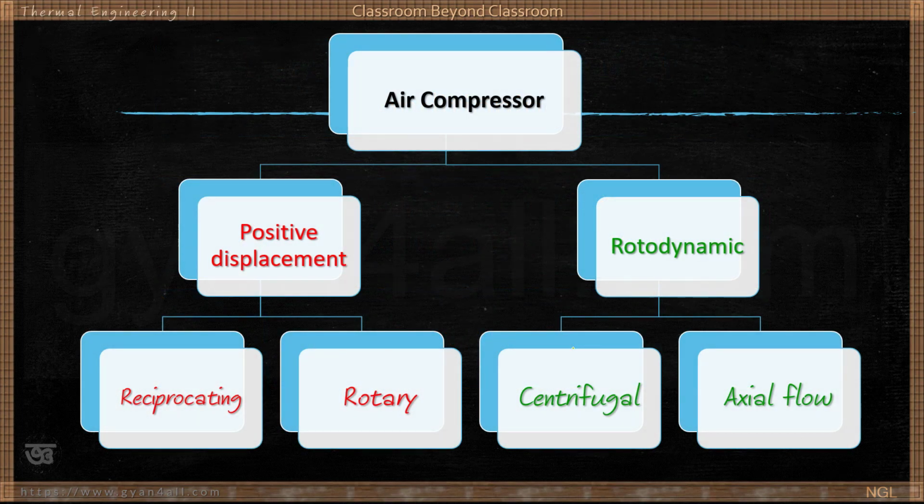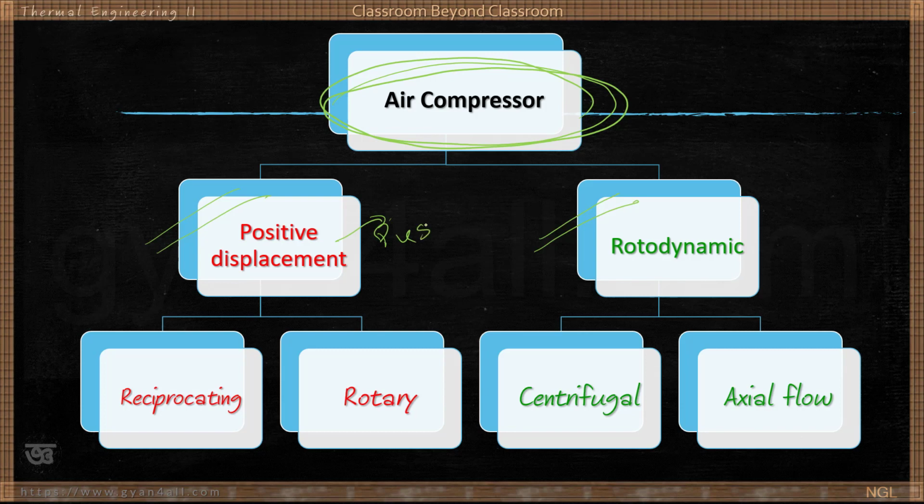Now the classification of compressors. Compressors can be used to compress any fluid, but we will discuss it for the air compression system. To compress air, there are basically two types of compressors: positive displacement and rotodynamic. In positive displacement, it pushes the air, and in rotodynamic, it imparts some kinetic energy. Initially it gives kinetic energy, and that will be again diffused.